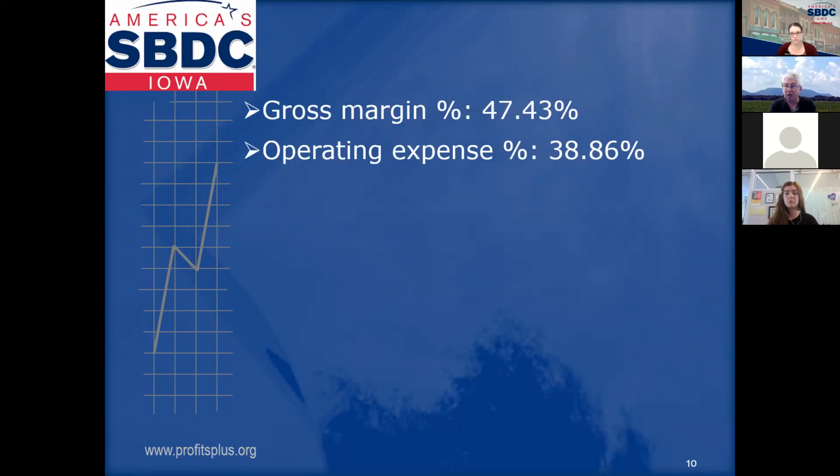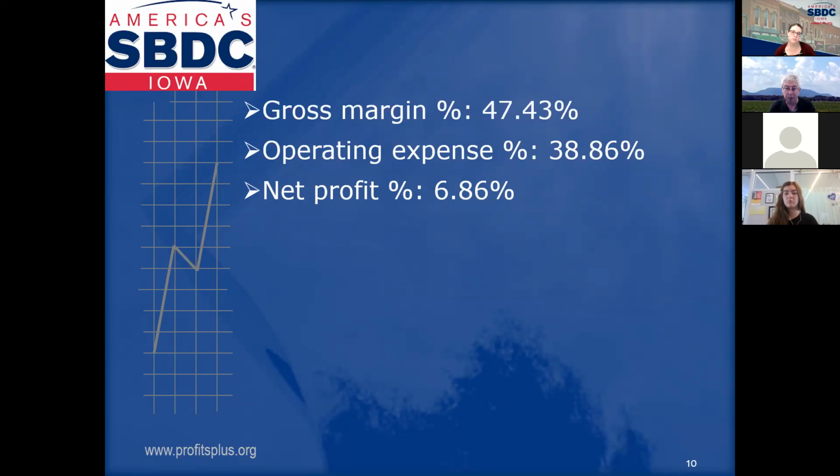Gross margin, we state as a percentage. So 47% of the pie that's left is yours to go pay all the bills. What are the bills? Our sample business, it's 38.86. The net profit, 6.86.